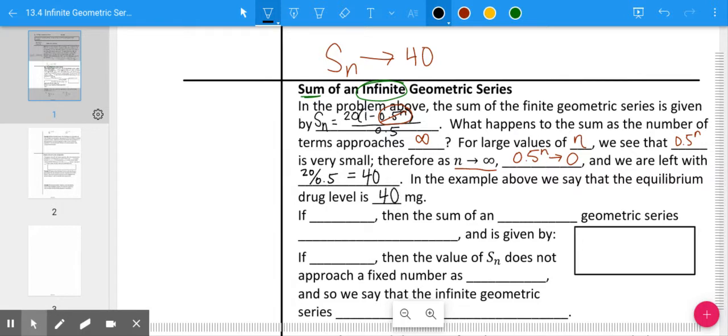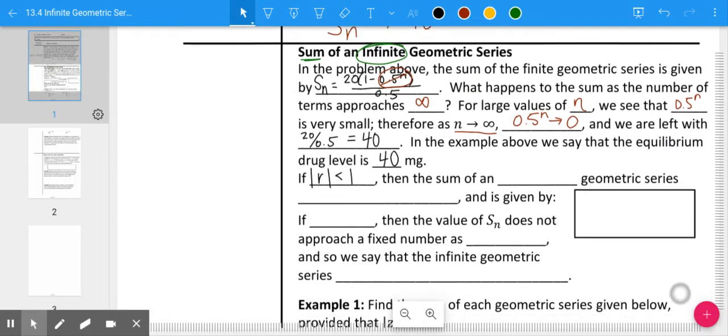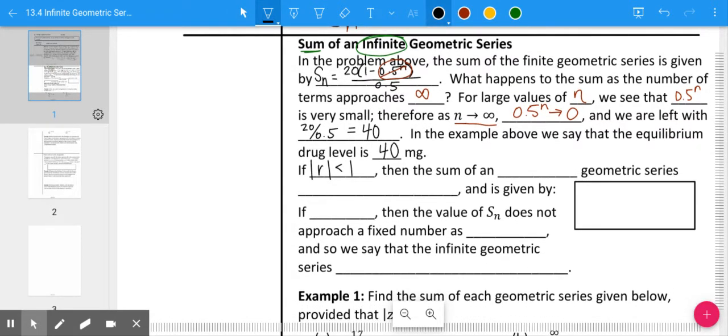Now, this doesn't always work. Here's when it works. If the absolute value of your R value is less than 1. I'm not talking about whether it's positive or negative, I'm just saying the value of R, the number itself. If it's less than 1, then the sum of an infinite geometric series, even though it's going on forever, you are adding pieces that are so small, they don't really increase the overall number past a certain point. So the sum of the infinite geometric series converges, which means it goes to a certain number. And you can find it by this formula, S equals A over 1 minus R.